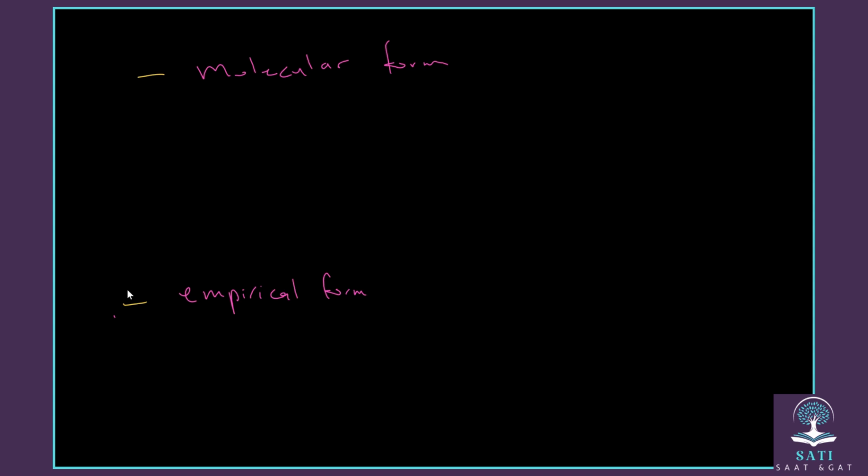Okay, now what is the difference in molecular formula and empirical formula? Molecular formula represents the number of atoms in a compound as they are. For example, if we have a compound called ethane, we know ethane contains 2 carbon, and hydrogen will be 2 times 2 plus 2, which is 6 hydrogen. So that means ethane has 2 carbon and 6 hydrogen.